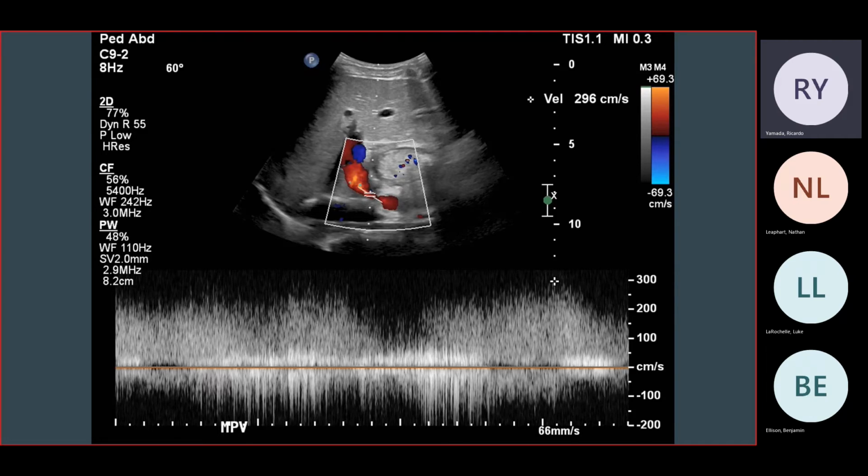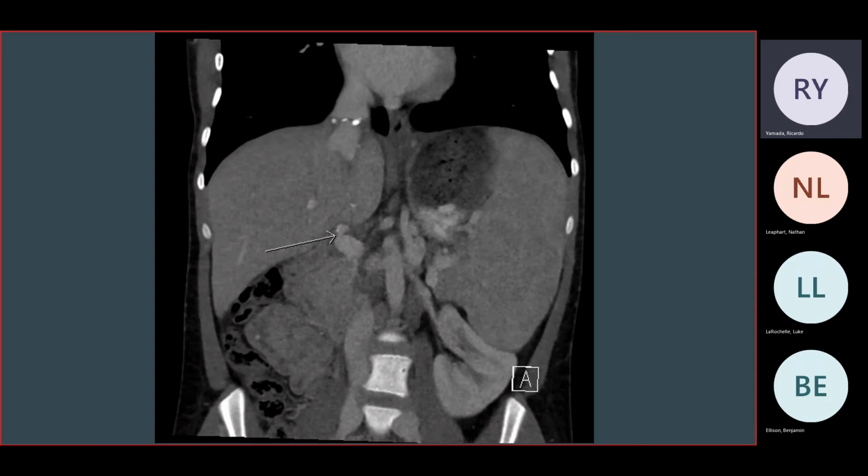So one way we can do that is a transhepatic portovenous access, portogram, and angioplasty, and sometimes stent placement. So we got a CT to plan for the procedure, and that's a coronal view of the CT. You can see the arrow marking a pretty tight, focal stenosis of the portal vein, and a pretty enlarged spleen.